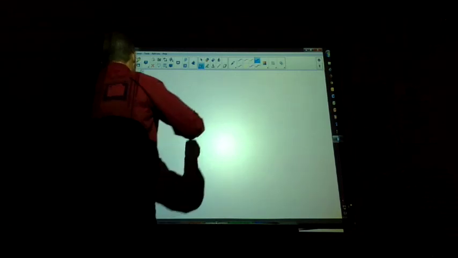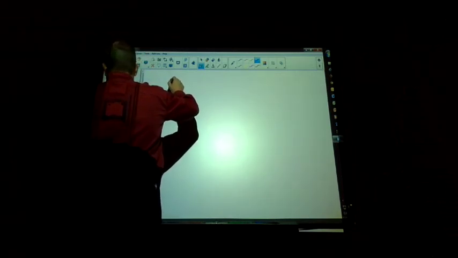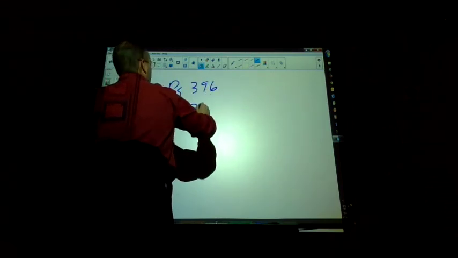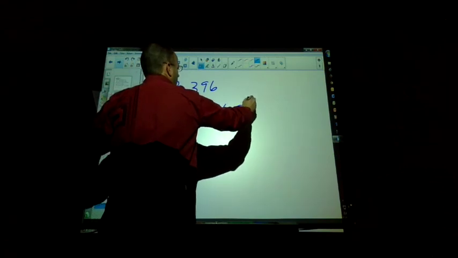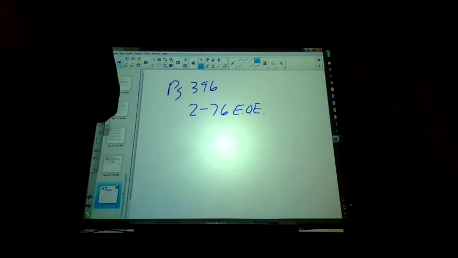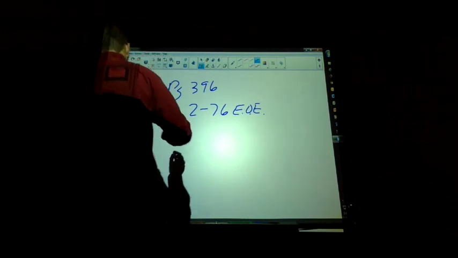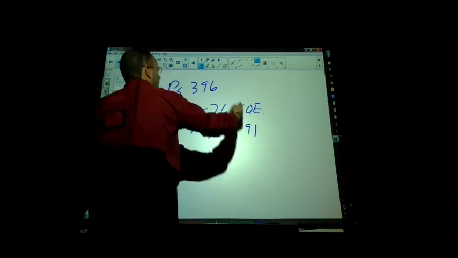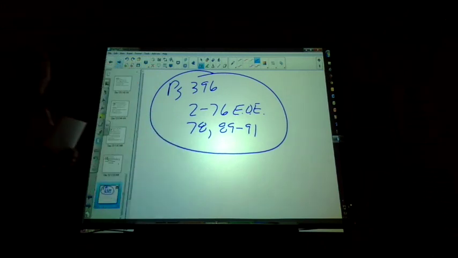All right, let's go through this. All right, get to a page. This is going to be your assignment. Page 396, 2 through 76, EOE, which means every other even. I'll tell you what, though. If every other even is too hard to figure out, just do all the evens, and you'll get it. And then 78, 89 through 91. I think it's going to be a quicker assignment.